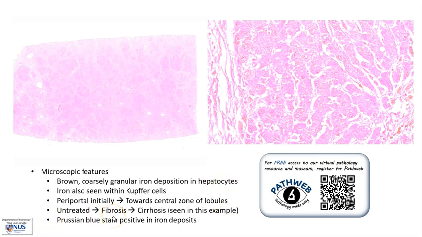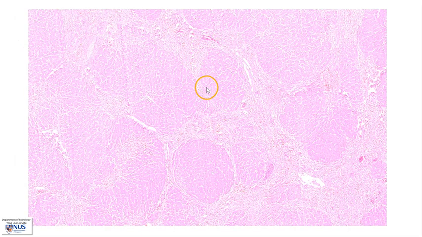If this is untreated, over time there can be fibrosis and eventually cirrhosis, which is what we saw in this example. We can actually see the regenerative nodules, which are separated by fibrous septa. And usually Perls Prussian blue stain will be positive for these iron deposits within the hepatocytes, Kupffer cells, as well as the cholangiocytes. Here is a medium power view showing the regenerative hepatocytic nodules with the brown pigment within the hepatocytes, as well as the Kupffer cells and the fibrous septa that divide these nodules.